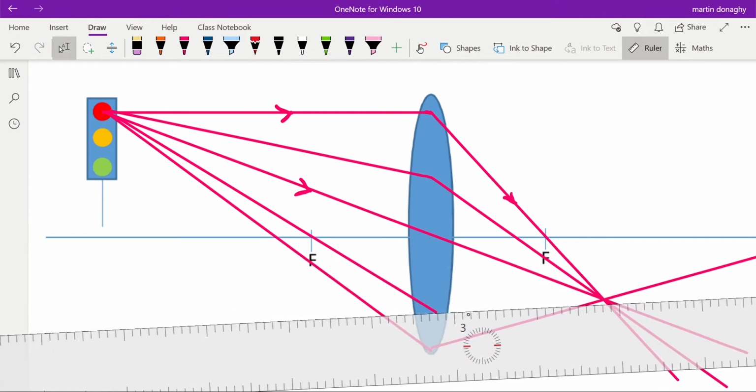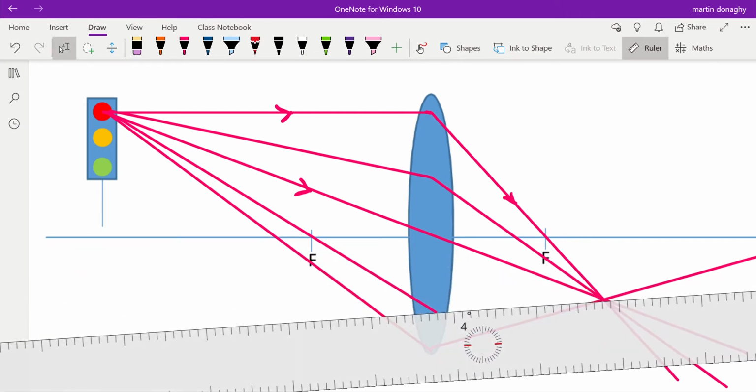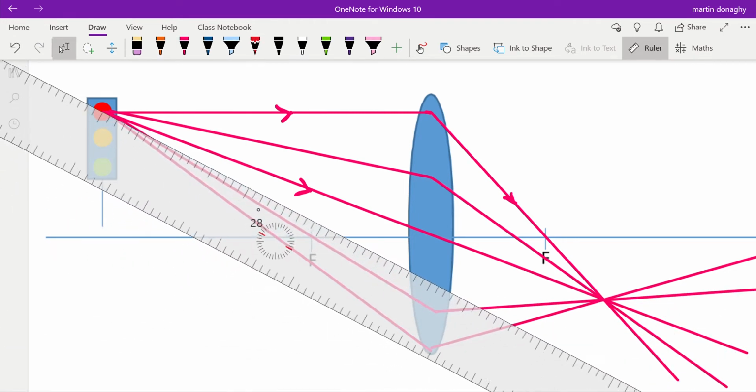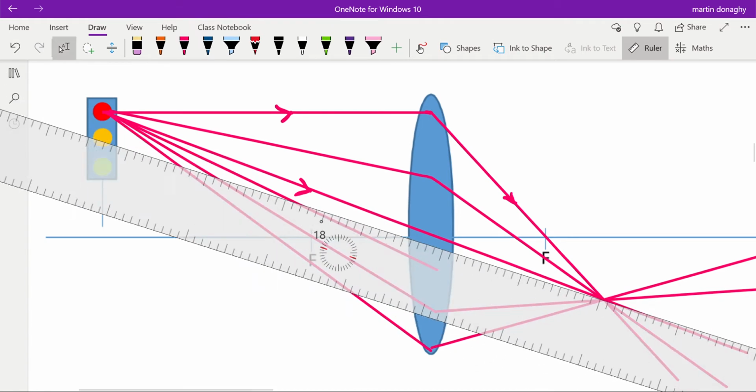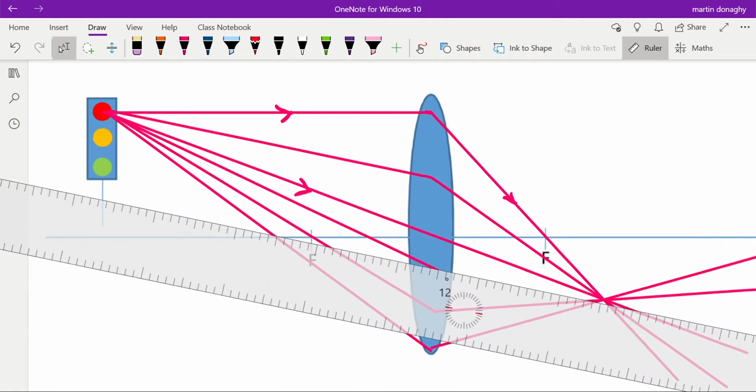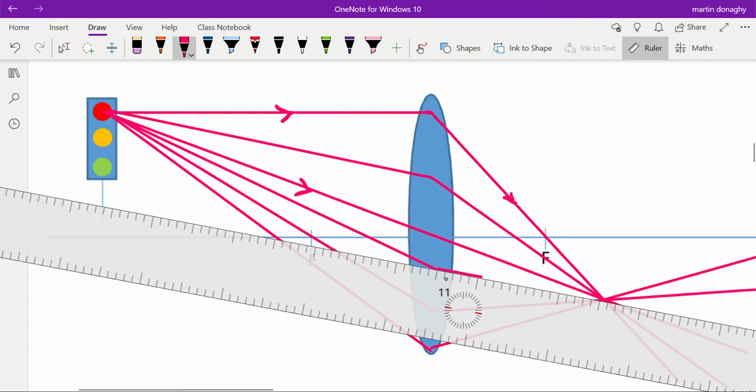Okay, and once I've drawn the first two, I can then know where they meet, and I can draw as many more rays as I like. If I was doing this properly, I'd be putting arrows on all these rays, but we're going to draw lots of them, so I'm going to omit them just in this case. Okay. And you probably get the idea. I could draw another 10, but I'm not going to.